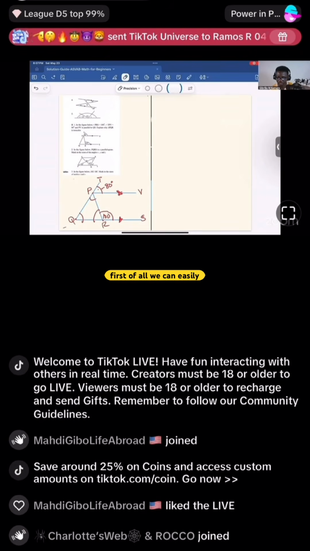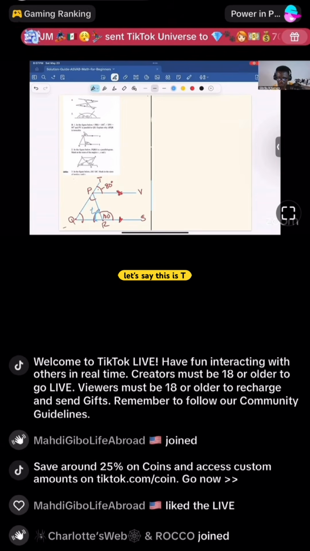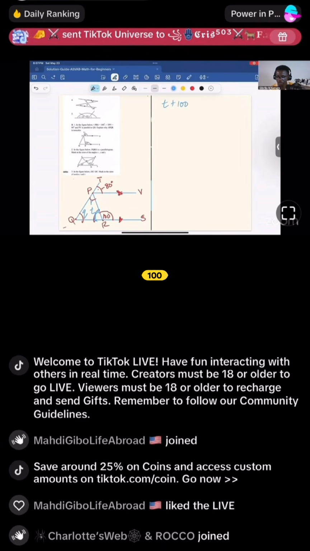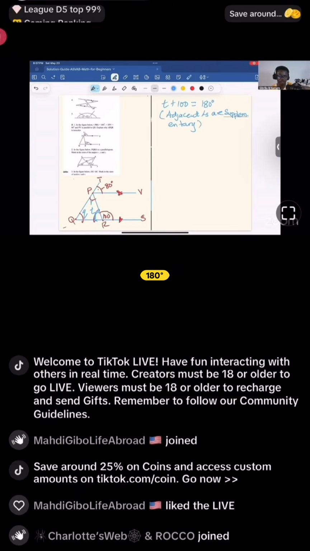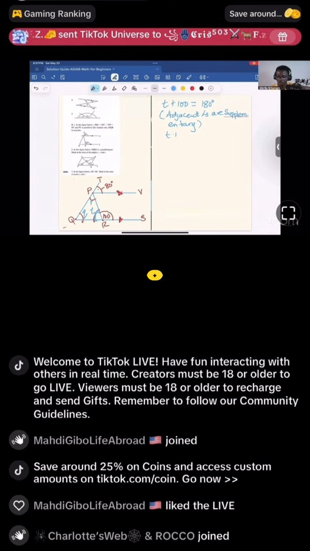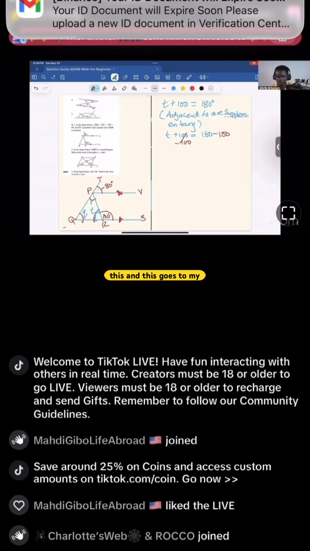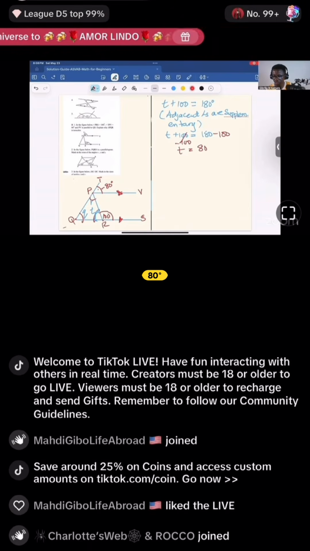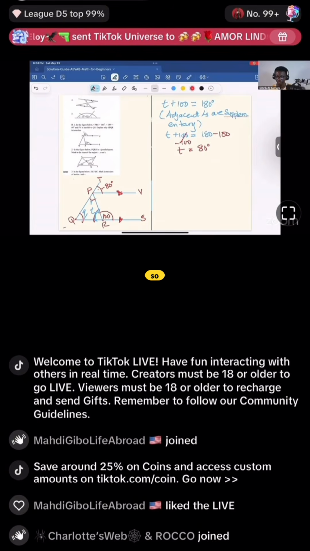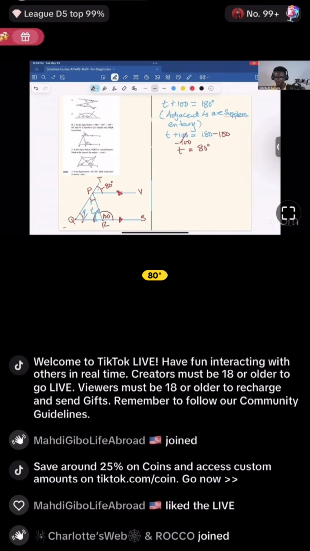First of all, we can easily get this angle here. Let's put letters. Let's say this is T, this is Q, and this is R. T plus 100 equals 180 degrees. Adjacent angles are supplementary, meaning they add up to 180 degrees, right? So T plus 100 equals 180, minus 100 minus 100, and this goes, so my T is equal to 80 degrees.